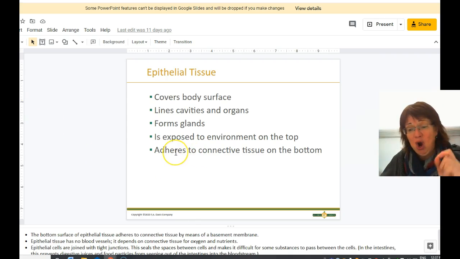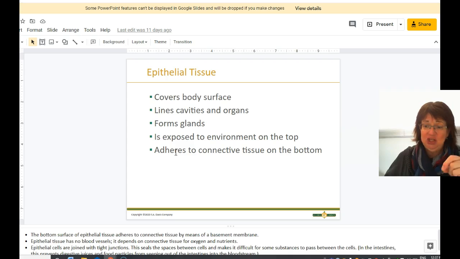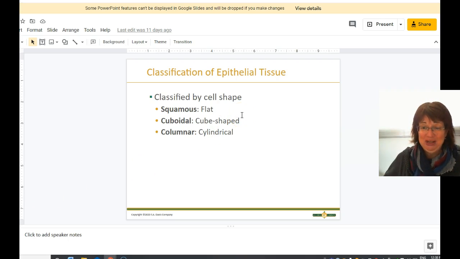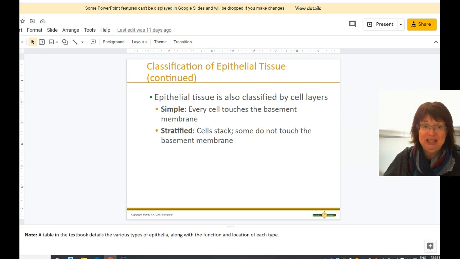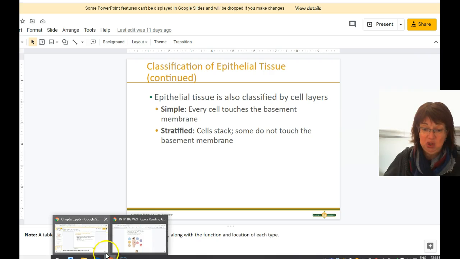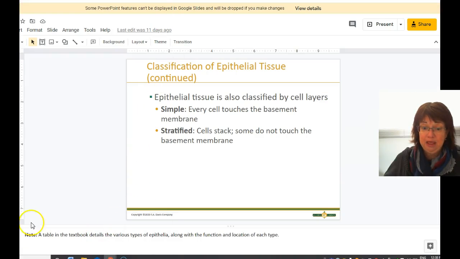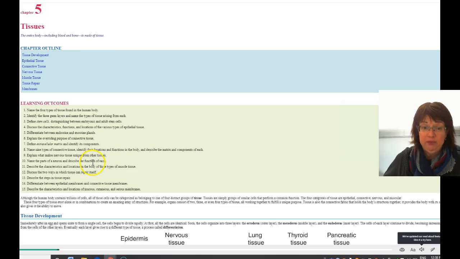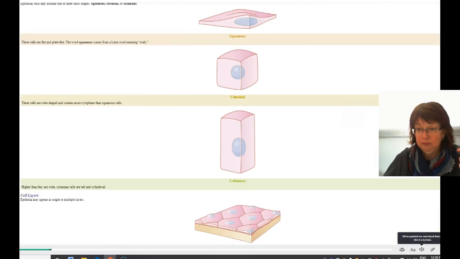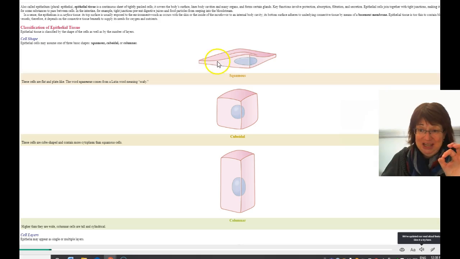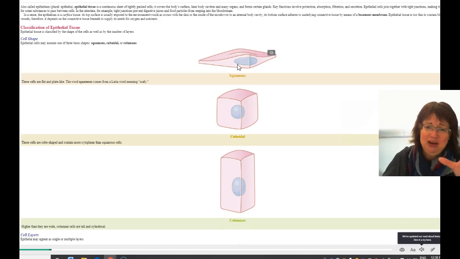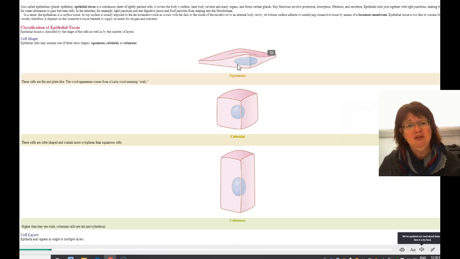Okay, so epithelial tissue also is important at adhering connective tissue at the bottom, and it has this thing called a basement membrane. Now, the interesting thing about epithelial tissue, it's easily classified by shape and by layers. So if the shapes are, let's look at the textbook here because the textbook has a beautiful diagram that shows all the shapes. There we go. So in the textbook, I love this because this one makes sense. This is squashed, so it's squamous. Then you have cuboidal, which is cube, and columnar, which is a column shape. And these are pretty straightforward. There's kind of an in-between shape in some of them, but they're pretty straightforward in their shape.